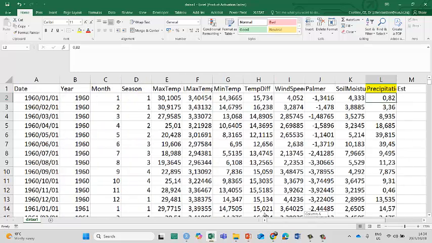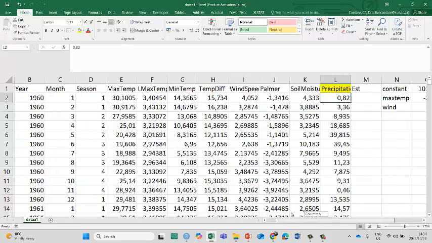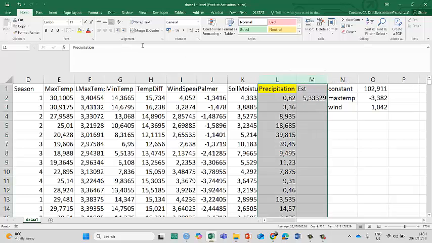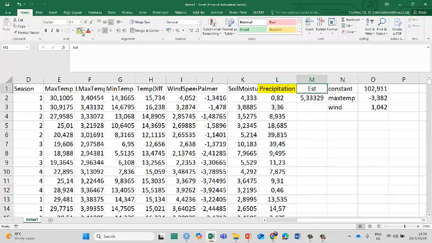participation for January 1960. So now what's our estimate? Our estimate is our constant coefficient plus our max temperature coefficient multiplied by our maximum temperature, plus our wind speed coefficient multiplied by our wind speed, and enter. So that's my participation, and that is my estimate. So now I'm going to drag it down, okay?